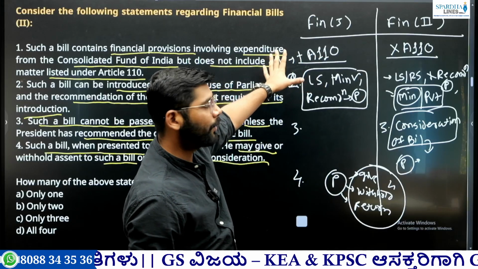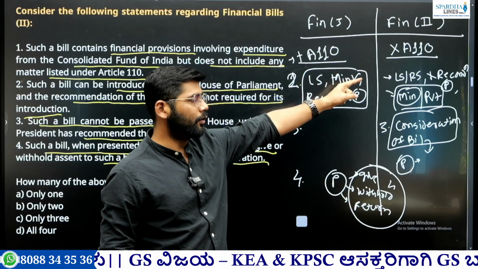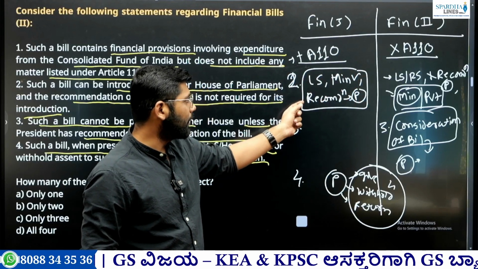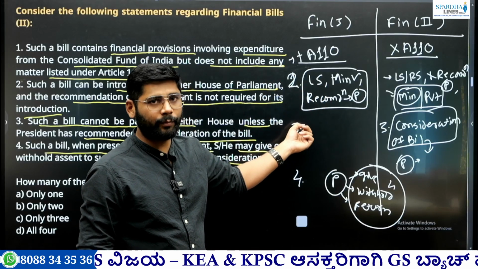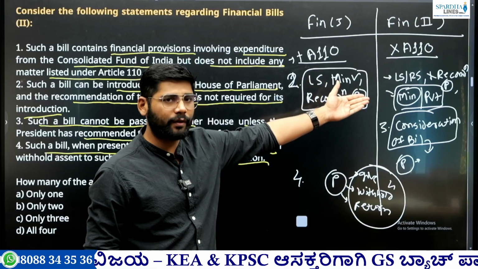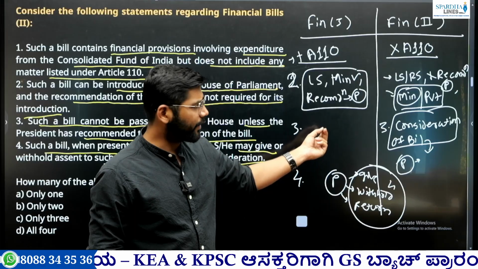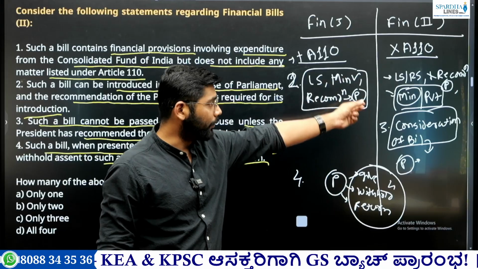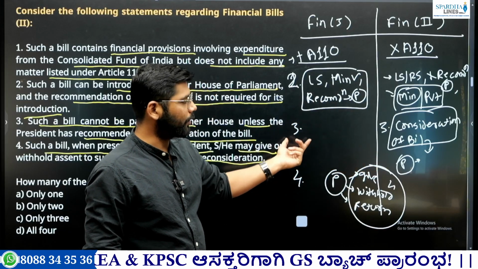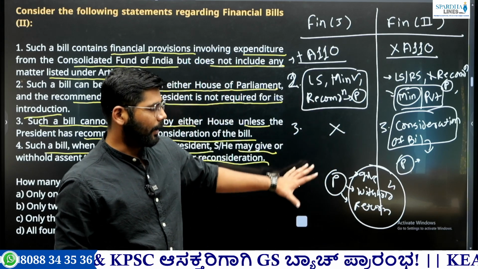Finance Bill 1 includes the matter mentioned in Article 110. Finance Bill 2 does not include it. Second condition: it must be introduced in Lok Sabha, by a minister, and only after the recommendation of the President. But this is not necessary for Finance Bill 2. When it comes to the consideration of the bill, the recommendation of the President is necessary for Finance Bill 2, but it is not necessary for Finance Bill 1. The other parts are the same.